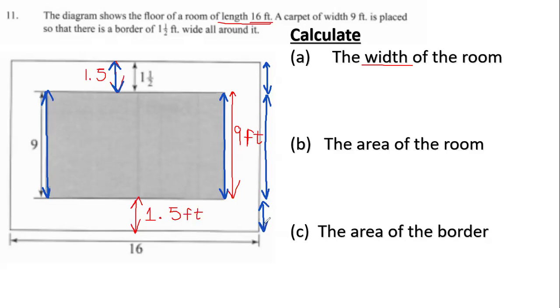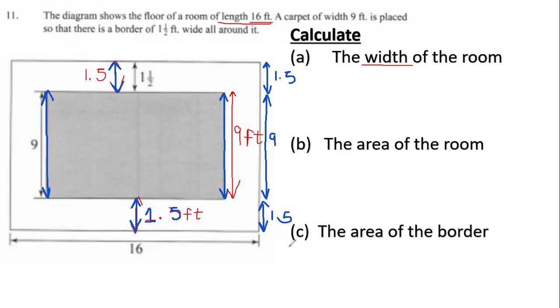We know that this part is 1.5. Say it again, Gracia. 1.5, please. Very good, 1.5. Because we know that this bit is 1.5, and we know this is 1.5 because the top is 1.5. So that means we have 1.5, we have 9, and we have 1.5. Add them all together, that's how you get the width.